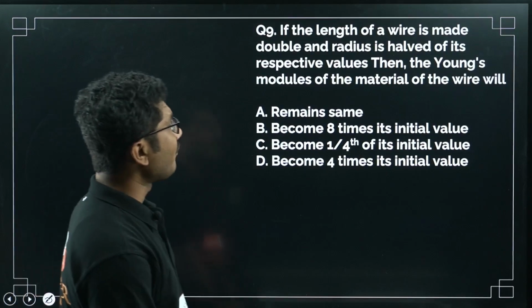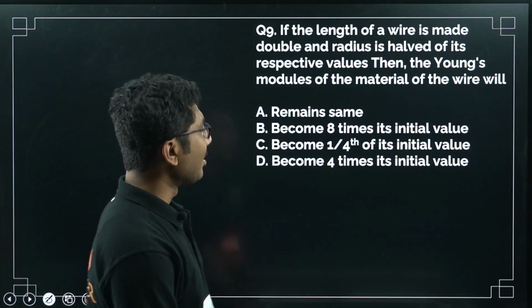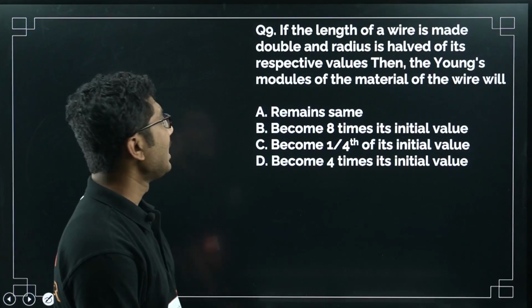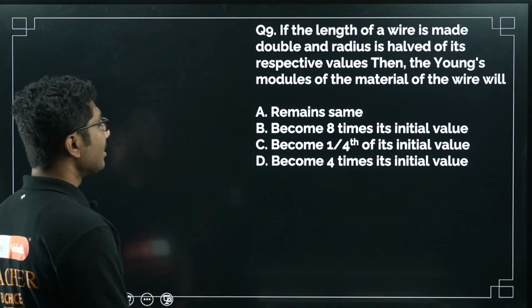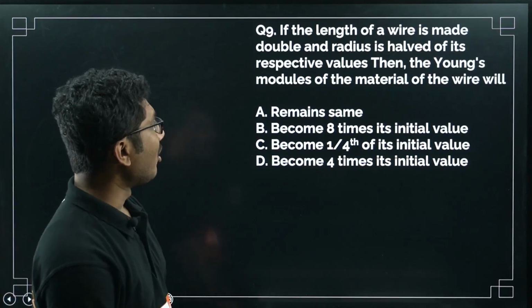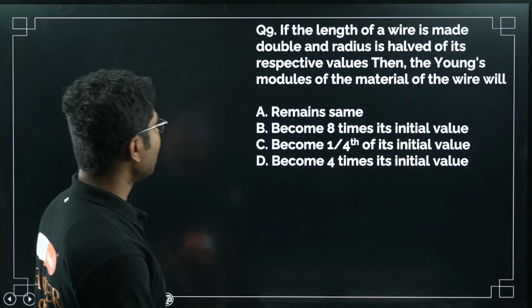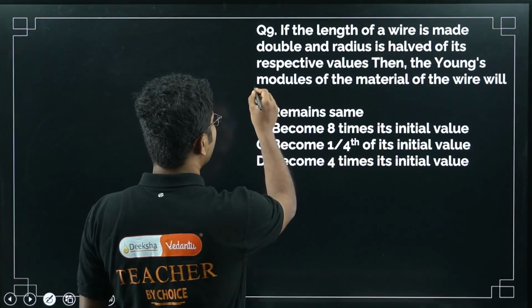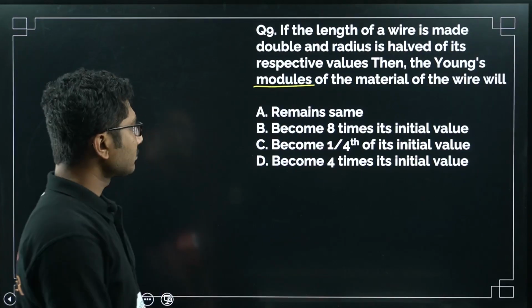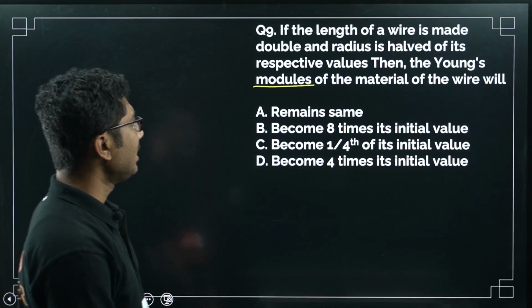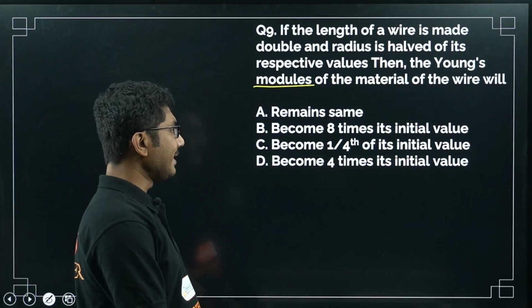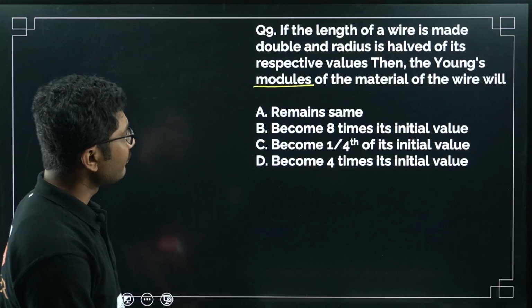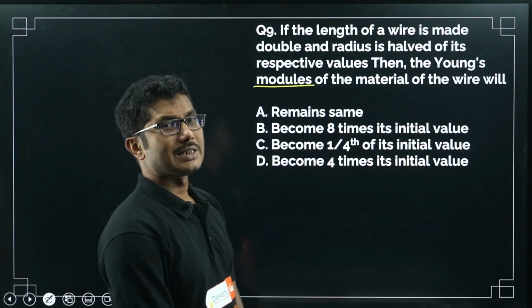If the length of a wire is made double and radius is halved of its respective values, then the Young's modulus of the material of the wire will: remain same, become 1/8 times, become 1/4 times, or become 4 times its initial value. So what is the answer?